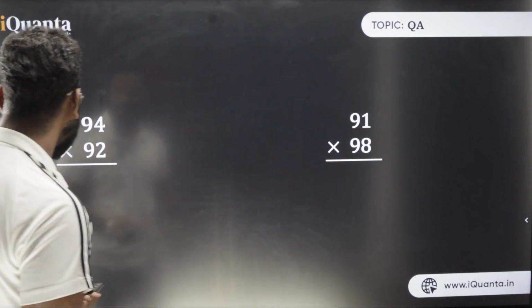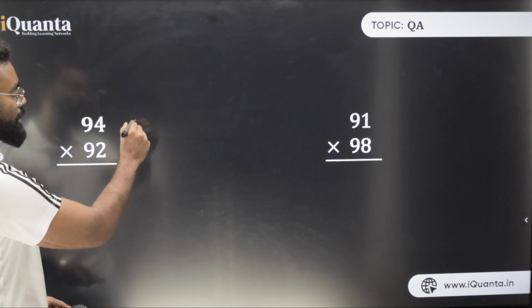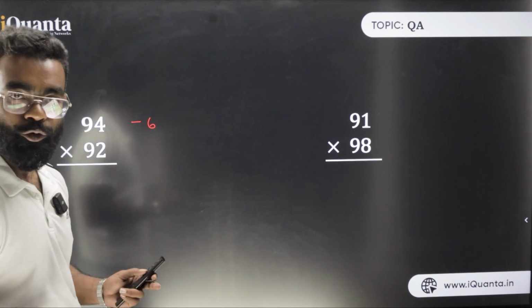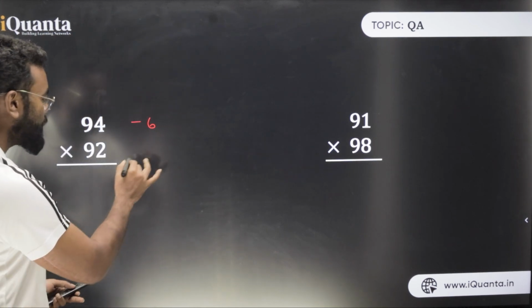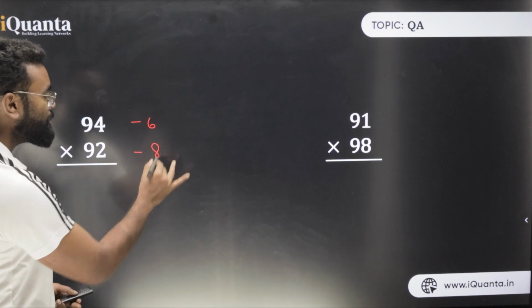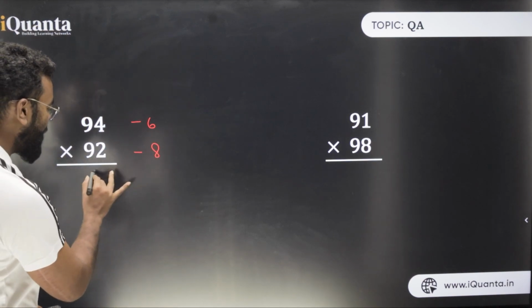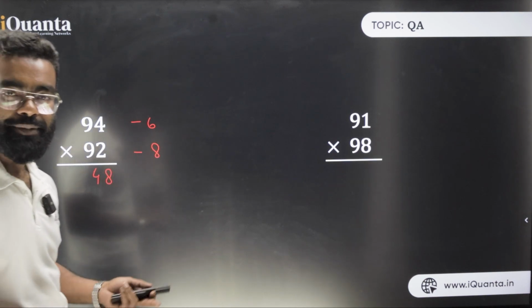The first thing is 94 into 92. So 94 is how much of a deficit from 100? The difference from 100 is minus 6, right? So 94 is 6 less than 100, and 92 is 8 less than 100. So now multiply minus 8 into minus 6. How much is it? It is 48. So write down 48 here. 6 into 8 is 48, minus becomes positive.